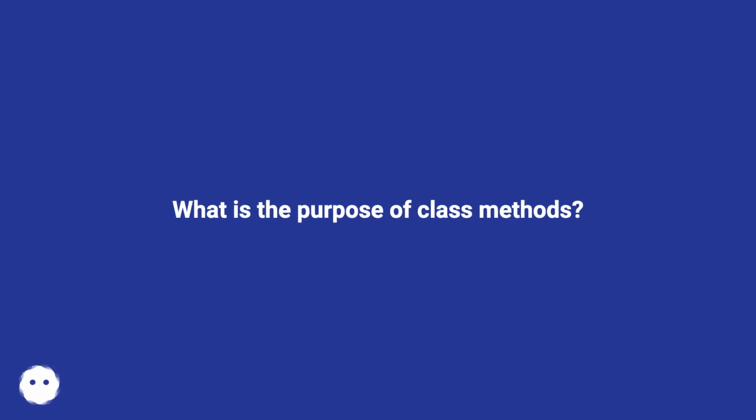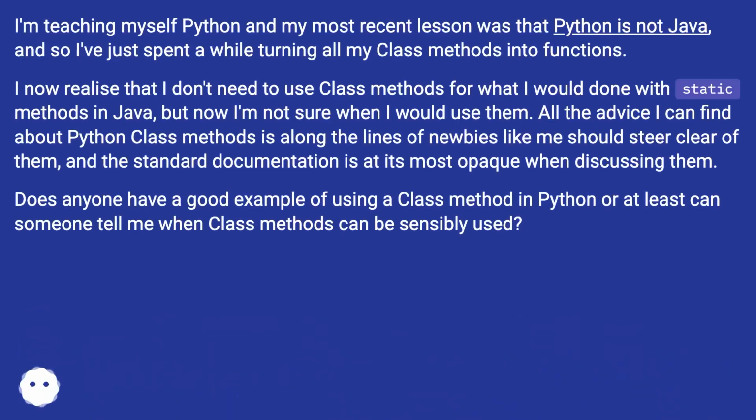What is the purpose of class methods? I'm teaching myself Python, and my most recent lesson was that Python is not Java, and so I've just spent a while turning all my class methods into functions. I now realize that I don't need to use class methods for what I would have done with static methods in Java, but now I'm not sure when I would use them.